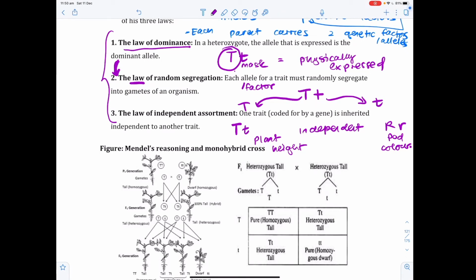Sashira, give it a go. How would you explain independent assortment? All right, just give it a go. Since the positioning of one doesn't affect the other. Good. So that's independent assortment. How can we link it back to these alleles or genetic factors? Because that's what you need to be doing. Because the question is talking about genetic factors and you're talking about chromosomes, you need to unite the two. That's when you explain things, right? So, yes, Tashbia?